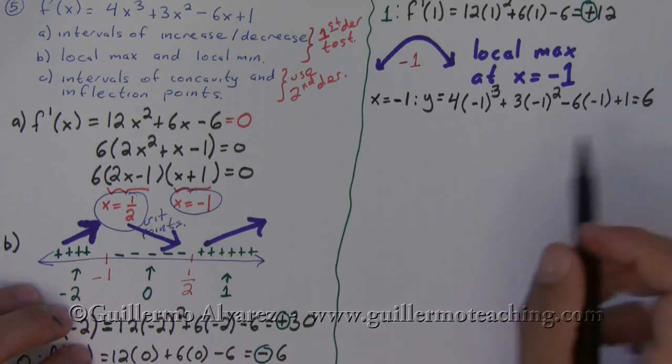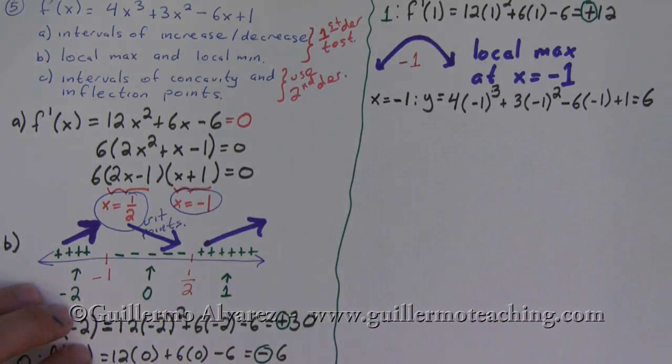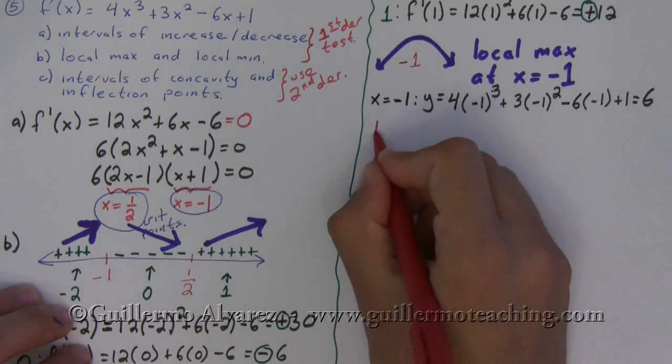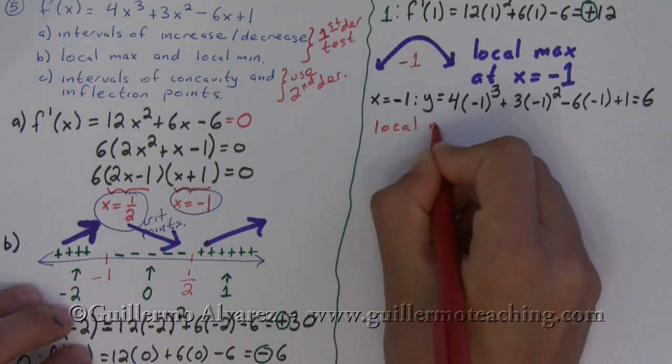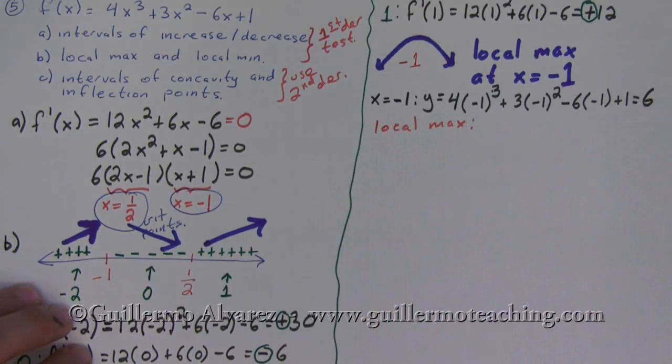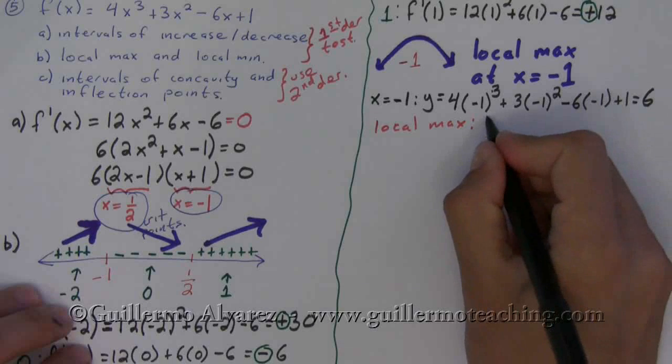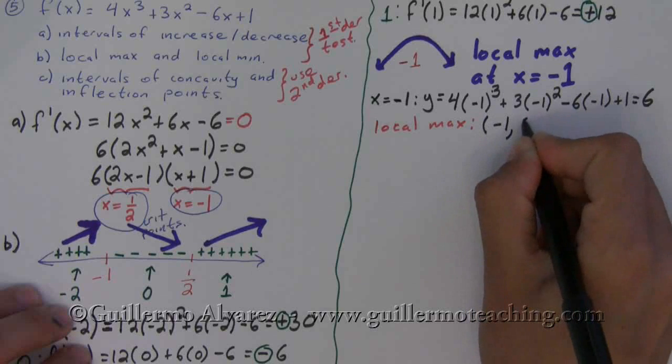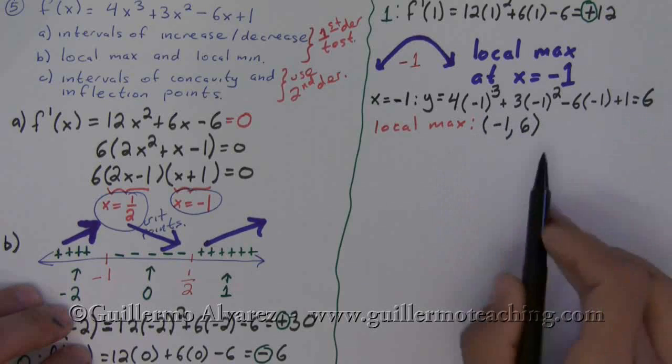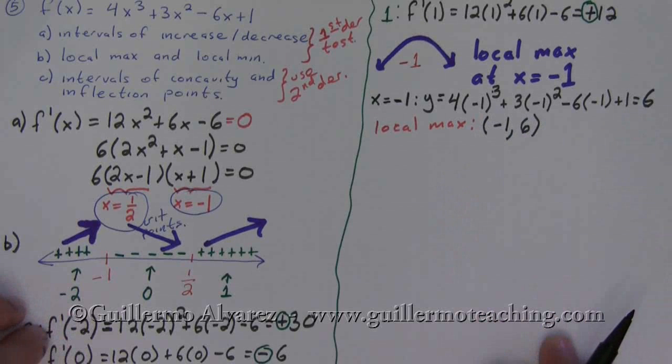So this means that I have a local maximum at the point -1 and y is equal to 6.